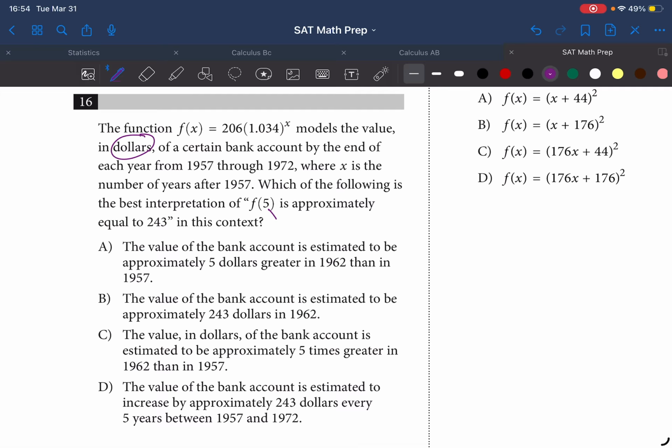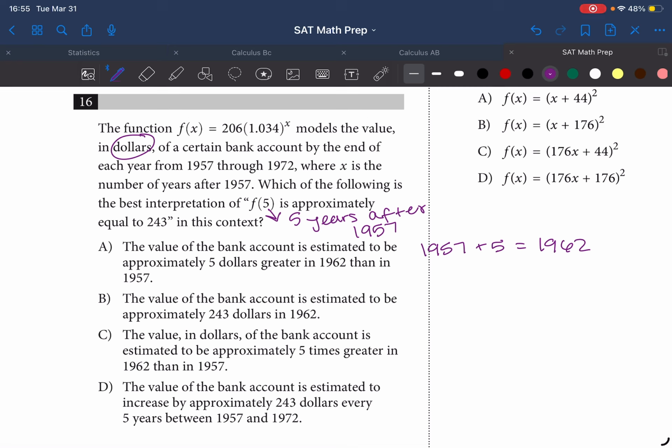And this 5 is representing 5 years after 1957. So 1957 plus 5 is 1962. Okay. And then it says is approximately equal to 243. So we're going to say that 5 years from 1957, okay, the amount of money that was in the account was 243. So now looking at all our answers, let's go ahead and read through them.